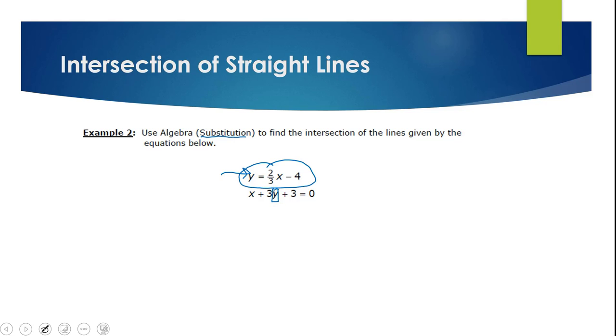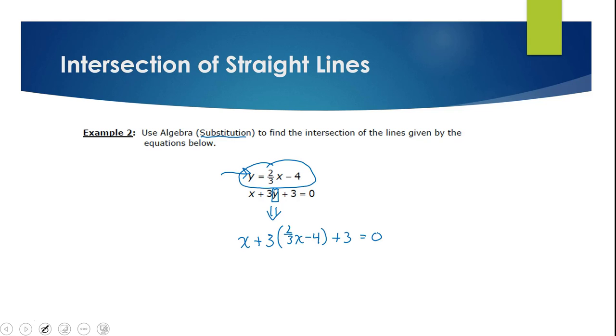So I know y is the same thing as 2/3 x minus 4, so I come to that second equation. I'm going to say, okay, x plus 3 times (2/3 x minus 4) plus 3 equals 0. So I'm essentially replacing y with what it equals, and what it's doing is I now have an equation that only has x in it. So I can figure out what x is based off of this.